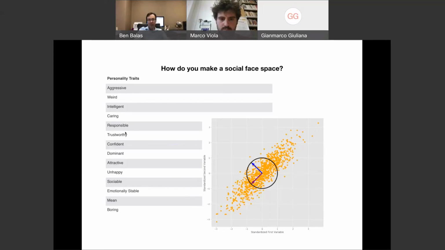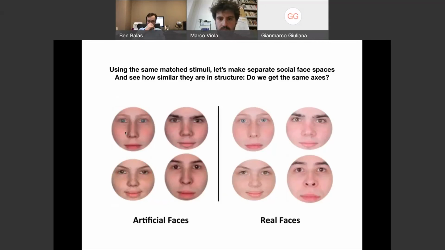So we take our 14-dimensional ratings, we carry out principal components analysis, and indeed, we end up able to create these separate social face spaces for real faces and artificial faces. And the question is, how similar are they? Do we have the same kinds of axes that cut through them in both cases? And are faces positioned in the same place when they're rendered in photographic appearance versus rendered with artificial appearance?